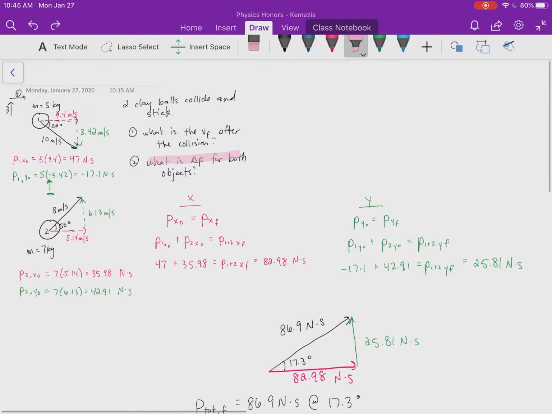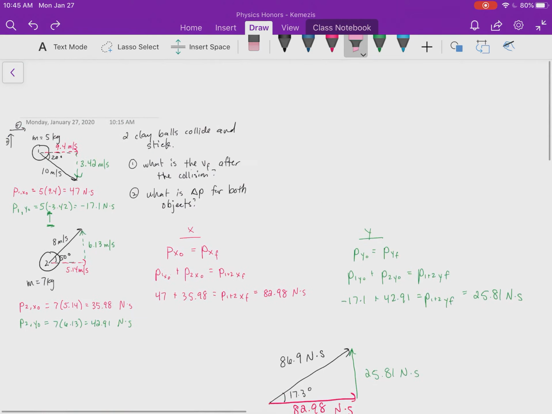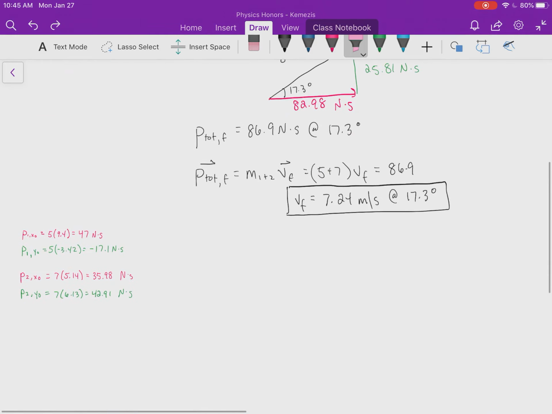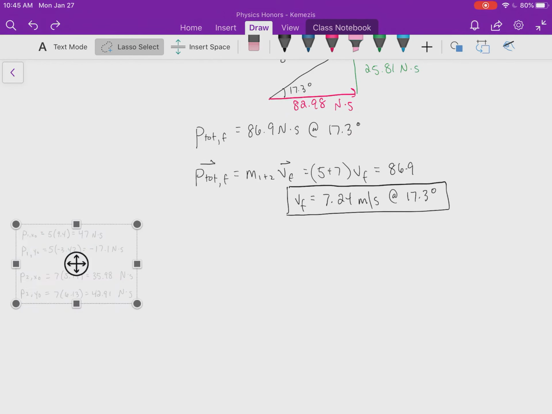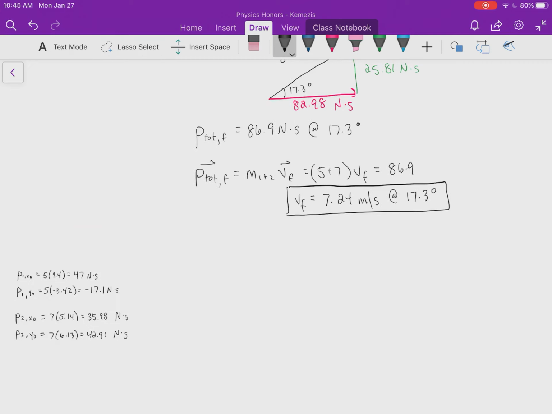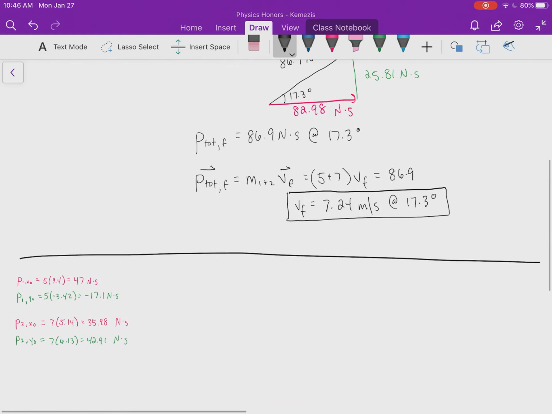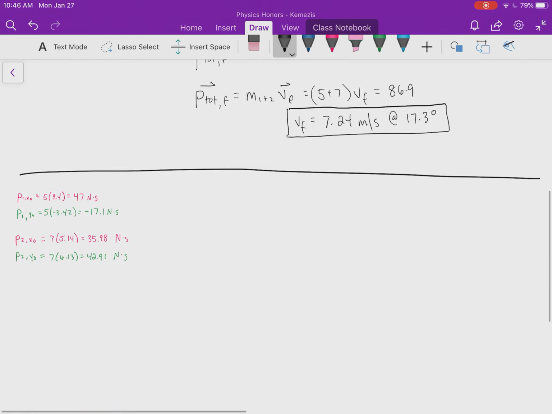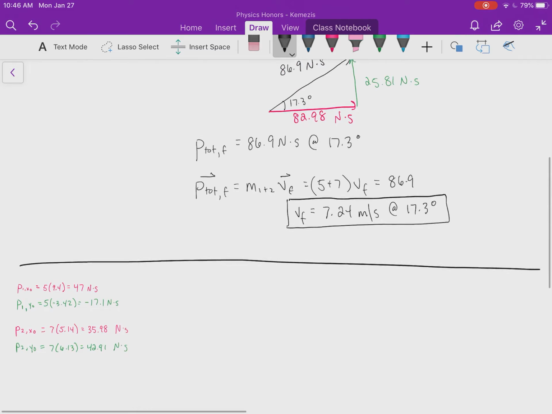Okay, so the second question that we are answering in this video is, what is the change in momentum for both objects? And we are going to use this place down here. I will just put a line to show that we are starting new. So we want to find the change in momentum, otherwise known as the impulse.